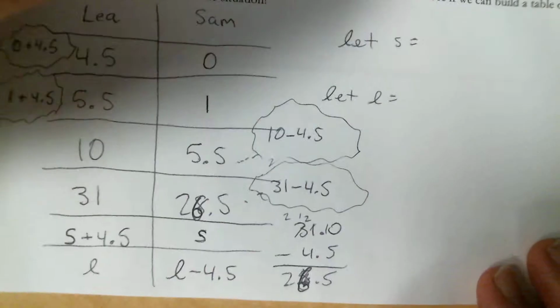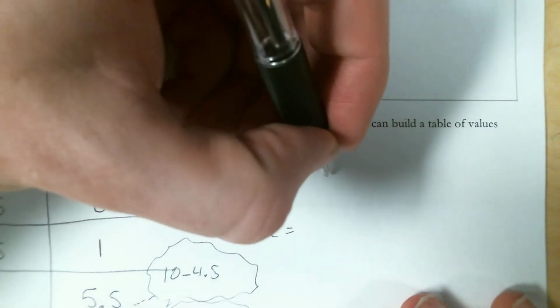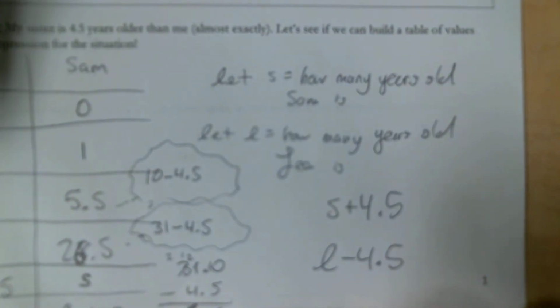So if we let S equal how many years old Sam is, and let L be how many years old Leah is, then we can write two expressions. We can say S plus 4.5, so we can take my age and add 4.5, or we can do L take away 4.5. And we have proof of that from the table.